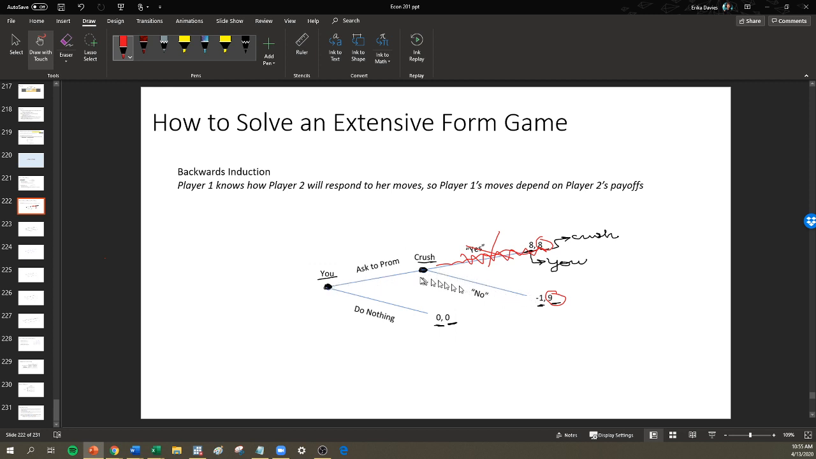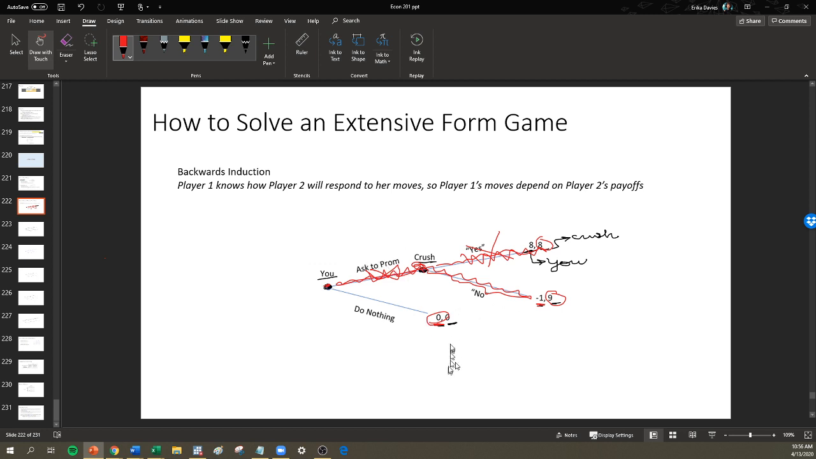Now the game has been redrawn. You know the crush is not going to say yes because she gets a greater payoff from saying no. So what do you do? If you ask her to prom, she says no, and you get a payoff of -1. If you do nothing, you get a payoff of 0. Which of these is greater? Well, 0 is greater than -1. So you will not ask the crush to prom. This part of the game is dead. It's not even going to get to the point where your crush gets to make a decision because you will do nothing.